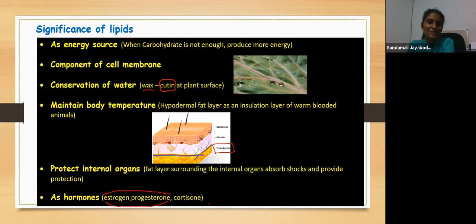So this is the end of three biological molecules. Now we are moving to our next biological molecule. Hope you have understood.